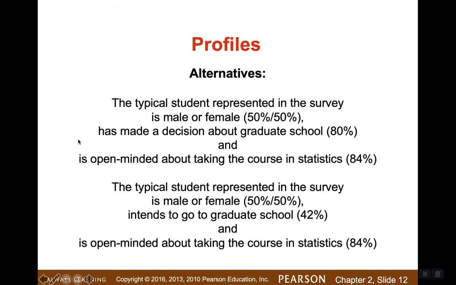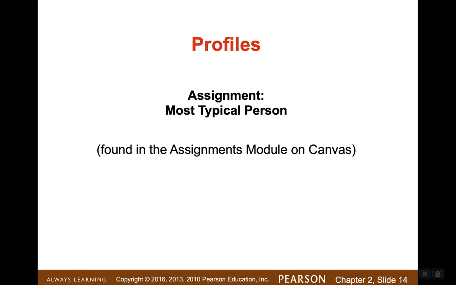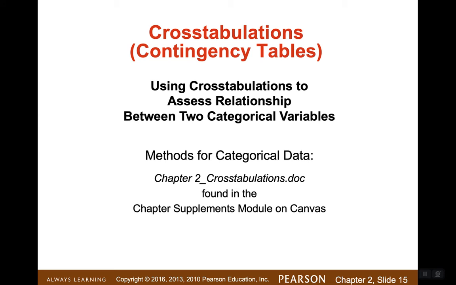So it's male, female, graduate school, statistics. Those are three of the variables that help to describe an individual. Once again, the profile is made of the composite of all of these different attributes. So this is the most typical person, which is what we did in class, basically the National Geographic exercise.